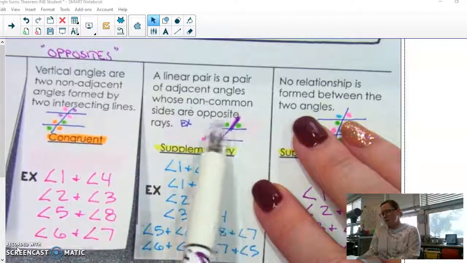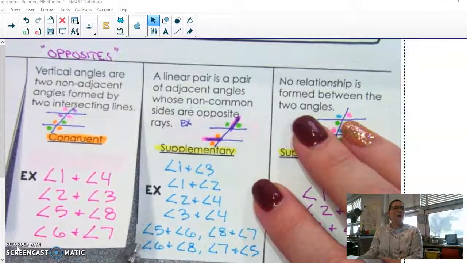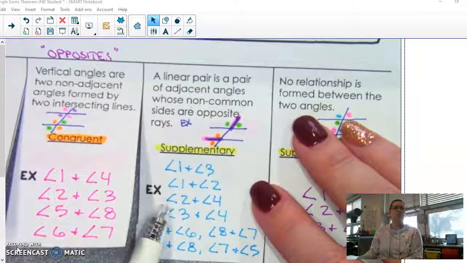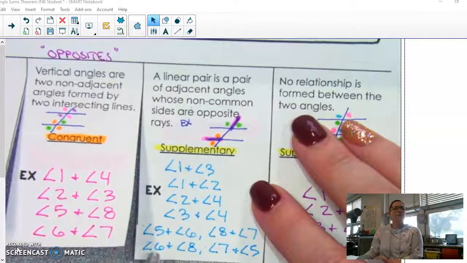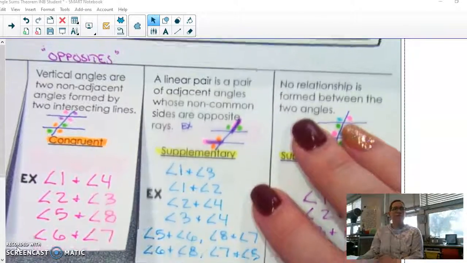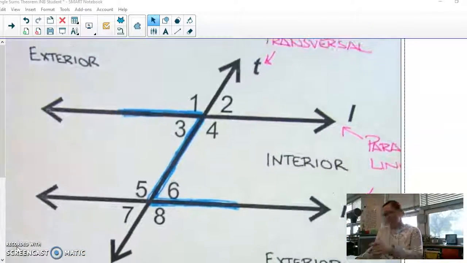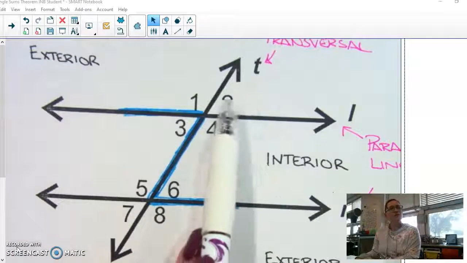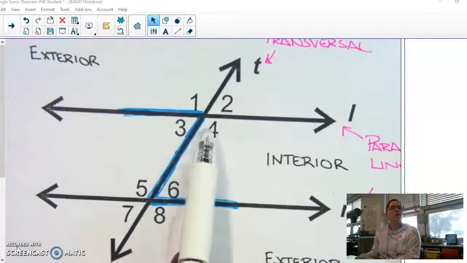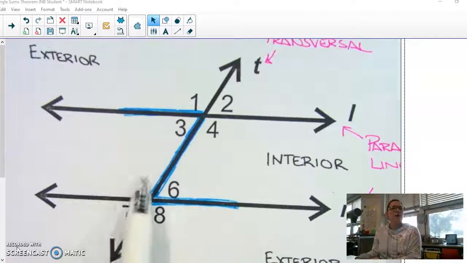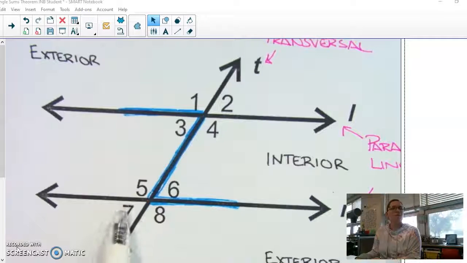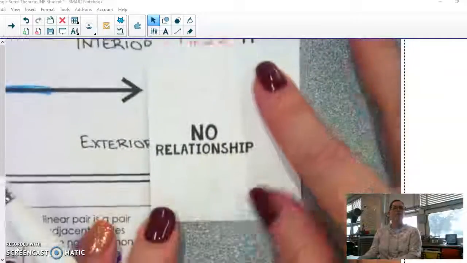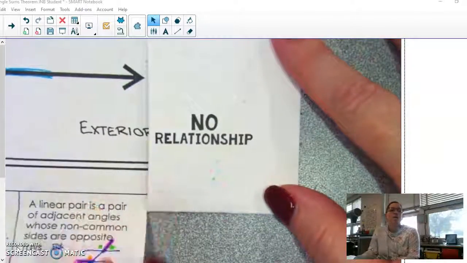So as you move around here, you can see there's a lot of adjacent angles: 1 and 3, 1 and 2, 2 and 4, 3 and 4, 5 and 6, 6 and 8, 8 and 7, 7 and 5. Going around the big one, you can see 1 and 3 share this side, 1 and 2 share the transversal, 2 and 4 share line L, and 4 and 3 share the transversal. I can do the same thing along the bottom to see all the sides that they share.